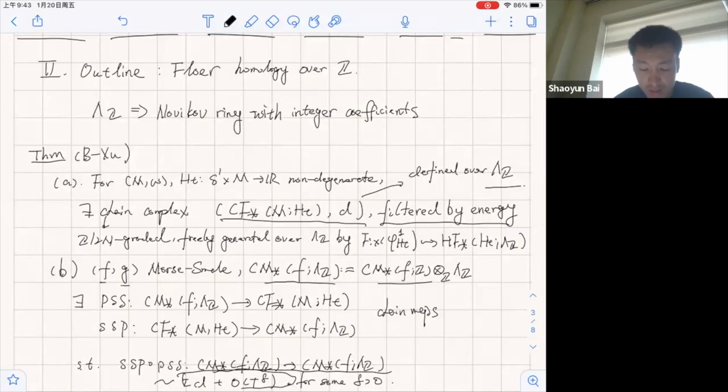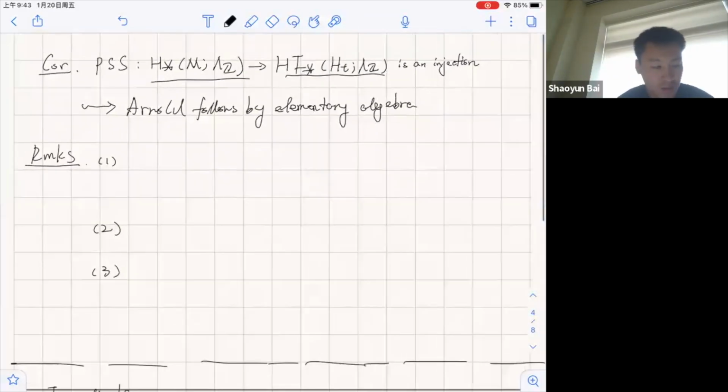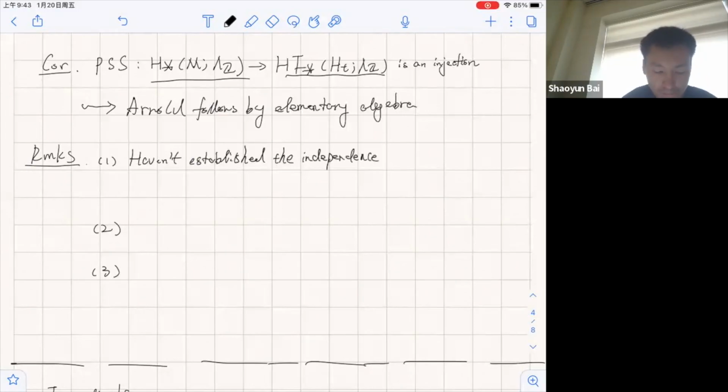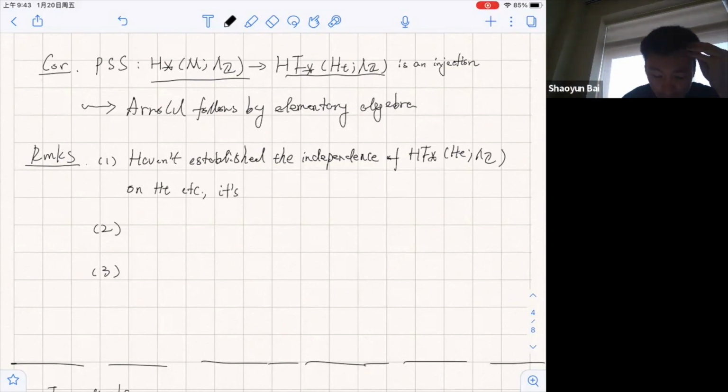It didn't say anything about the invariance of this Floer homology if we change our Hamiltonian or some other underlying auxiliary choices in the definition. So indeed, we haven't established the independence of our Floer homology on the Hamiltonian, etc. Nonetheless, it's actually true in principle.